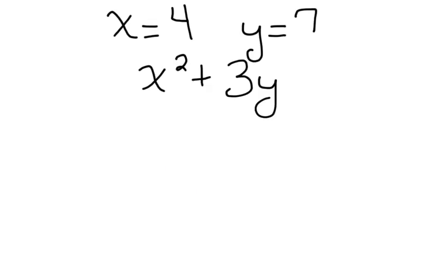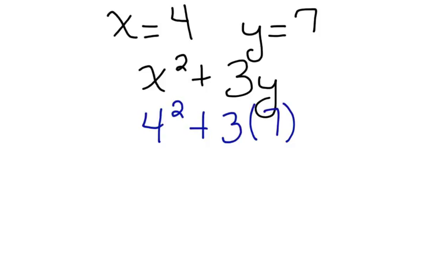This next example contains multiple operations. So we are always going to follow the order of operations. We first start by substituting our given values in for our variables. x is 4, so this becomes 4 squared plus 3 times our value for y, which is 7, so 3 times 7.